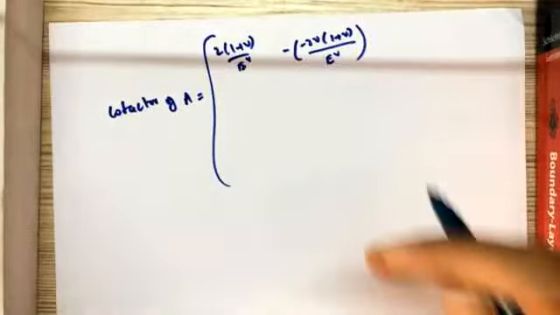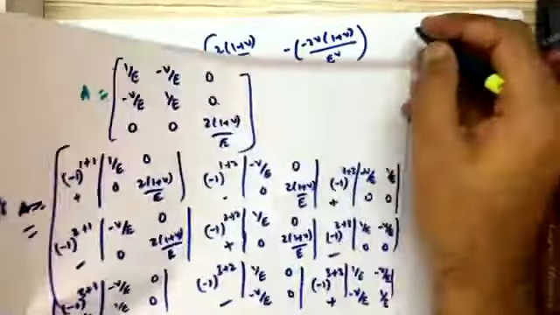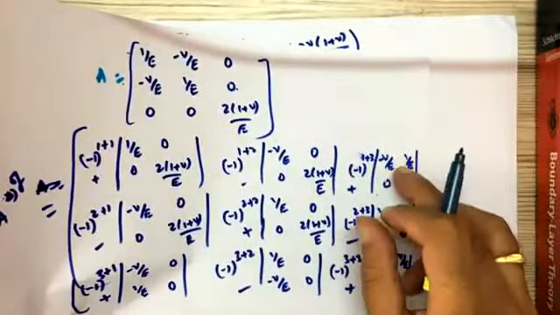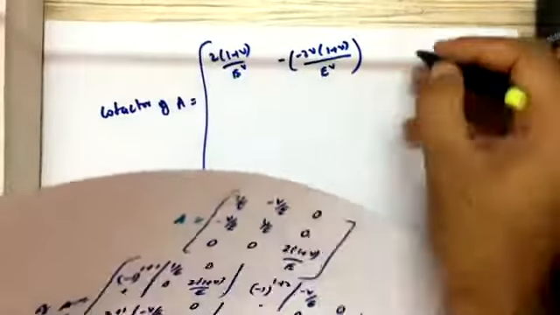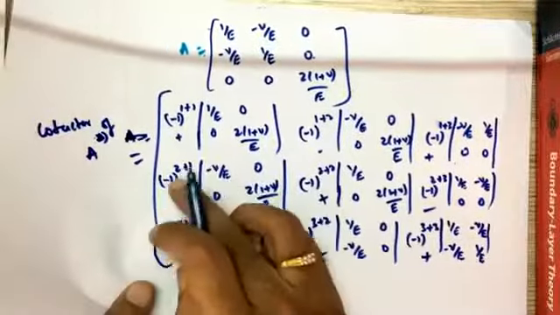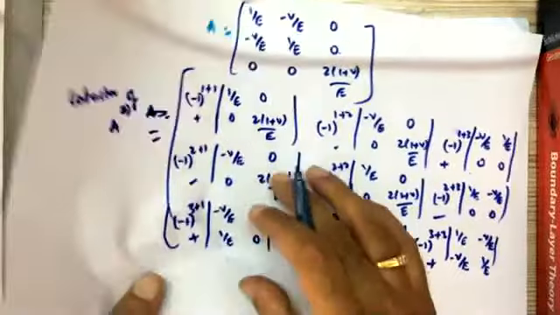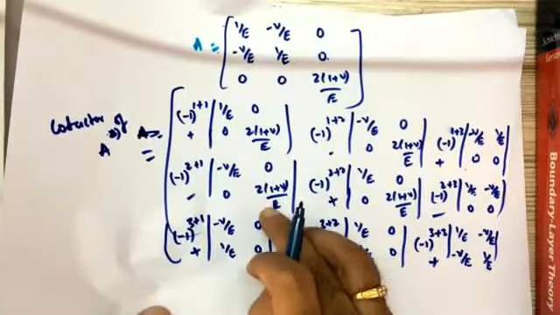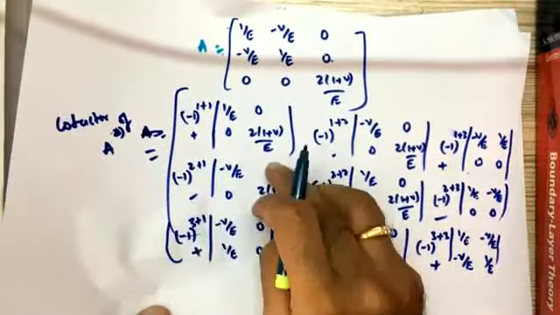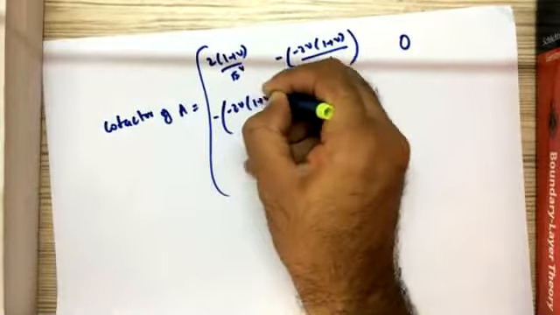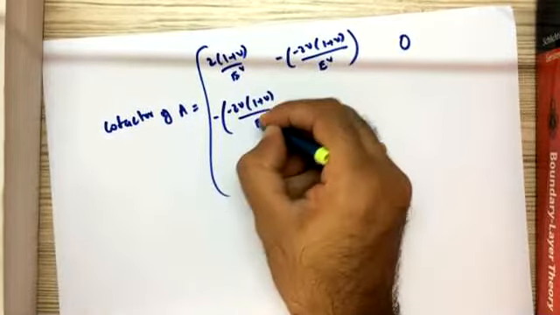Next, minus 1 whole power 1 plus 3, that is positive. Okay, yes, so minus nu by e into 0 minus 0 into 1 by e, 0 minus 0, that is 0. Next, minus 1 whole power 2 plus 3, that is negative. You will get minus nu by e into 2 into (1 plus nu by e) minus 0 into 0 is 0. So you'll get the same just like here, minus 2 nu into (1 plus nu by e) square.